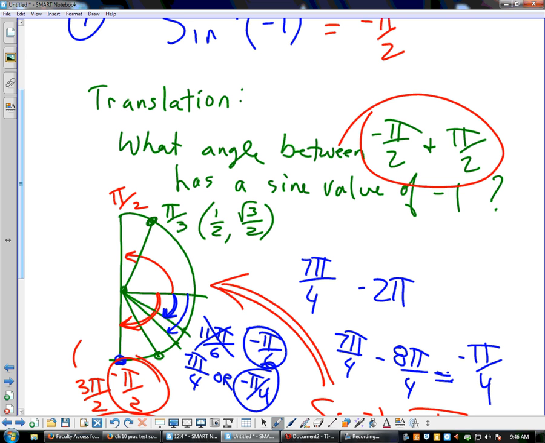Why y coordinate? Why not x? The sine is the y coordinate. So is the cosine... Cosine, yes, and the cosine is the x coordinate. Tangent is y over x.